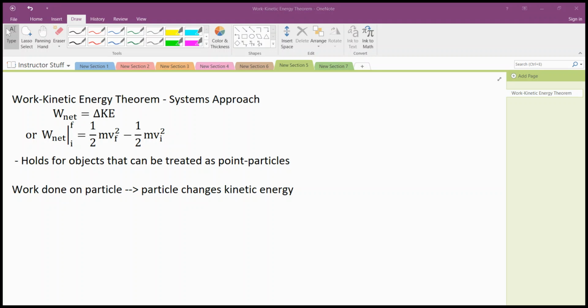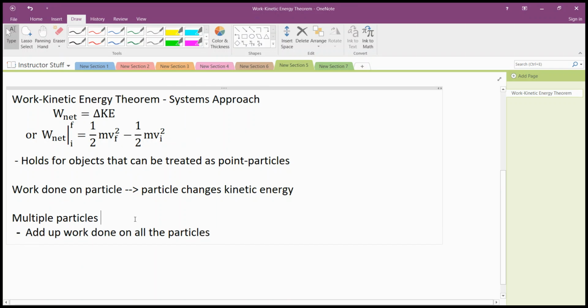Let us now understand the work kinetic energy theorem from the perspective of a system. How do we interpret it in terms of systems? How do we use it with a system of particles? To get there, let's first consider how to apply the work kinetic energy theorem with multiple particles.